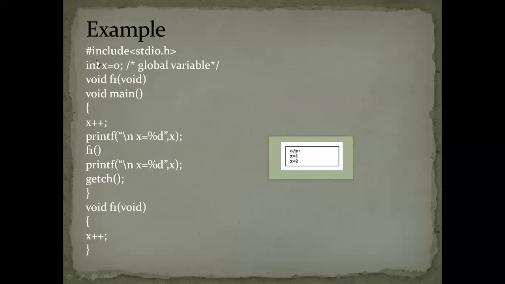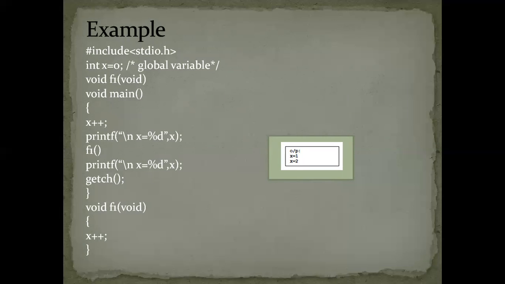So this is a header file. I have declared and initialized this variable X globally. It means that this is a global variable, so this X value can be used in void main function and it can also be used in the f1 function. We'll see both functions. So this is void main. I'm incrementing the value of X by 1. Initially, what is the value of X? X is equal to 0.